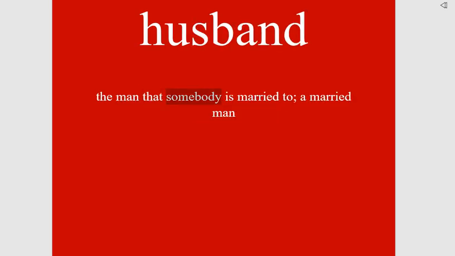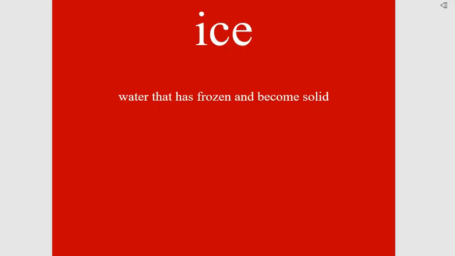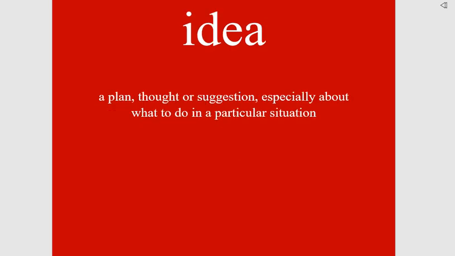Husband. The man that somebody is married to, a married man. I. The 9th letter of the English alphabet. Ice. Water that has frozen and become solid. Ice cream. A type of sweet frozen food made from milk fat, flavored with fruit, chocolate, etc., and often eaten as a dessert. A small amount of this food intended for one person, often served in a container made of biscuit that is shaped like a cone.